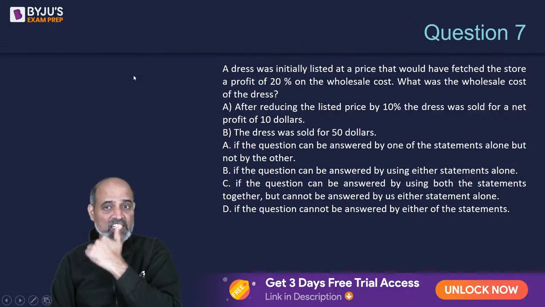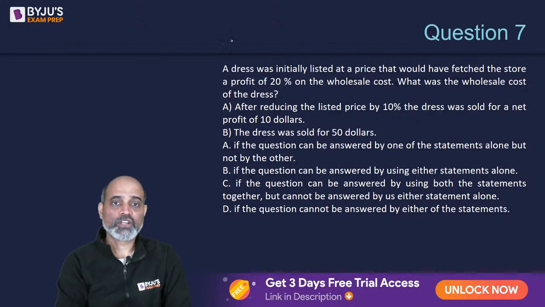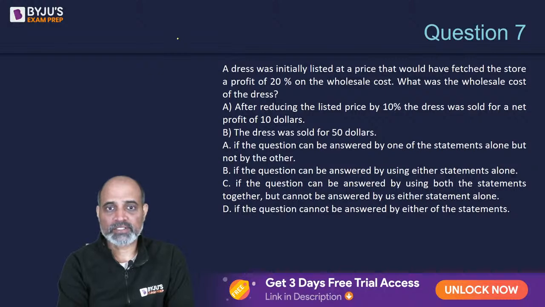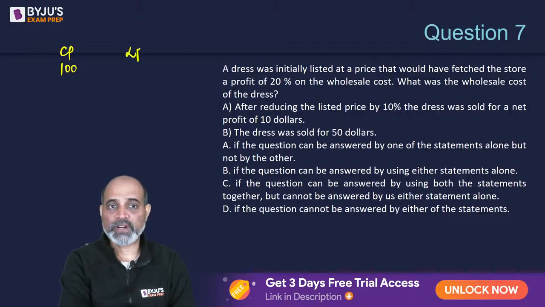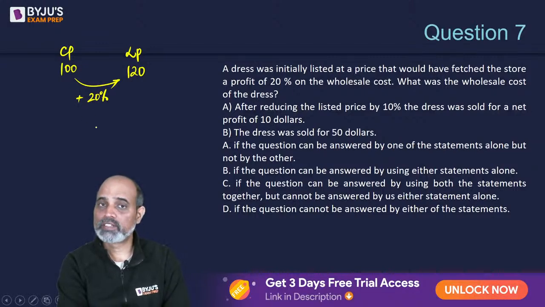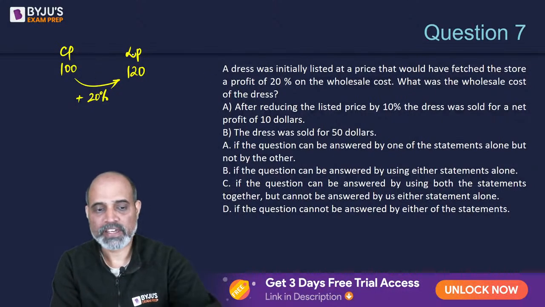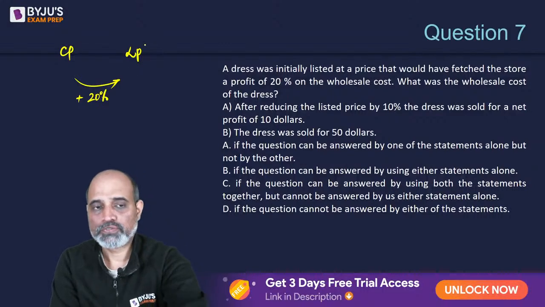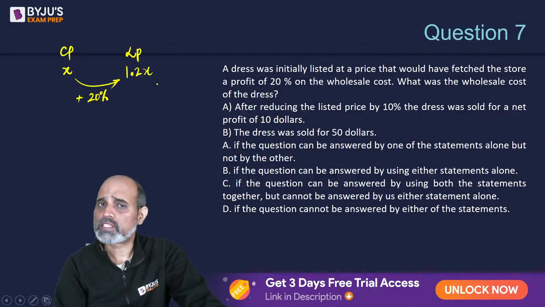A dress was initially listed at a price that would have fetched the store a profit of 20% on the wholesale cost. So looking at this, we can say that if the cost price had been 100 rupees, profit of 20% on the wholesale cost, right? So the list price should be 120 so that there is a 20% profit. What was the wholesale cost of the dress? So we need to find out CP here. So instead of 100 and 120, let's use variables. So if CP was X, LP will become 1.2X, where L stands for list.